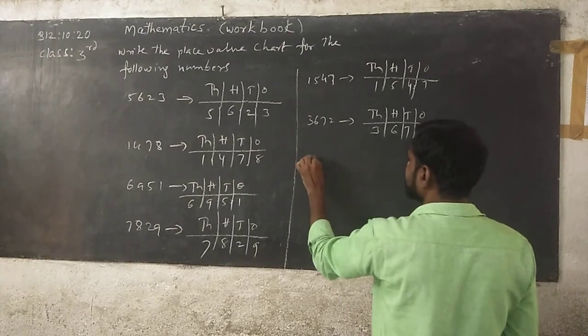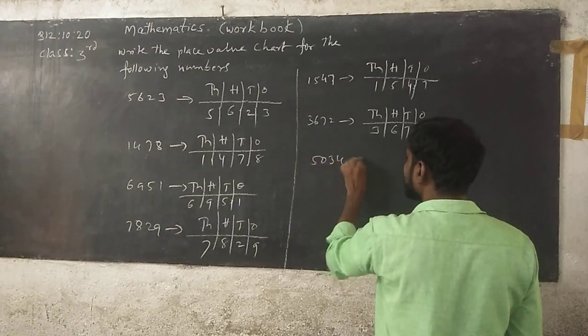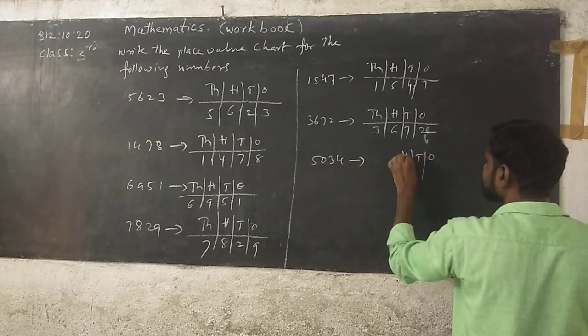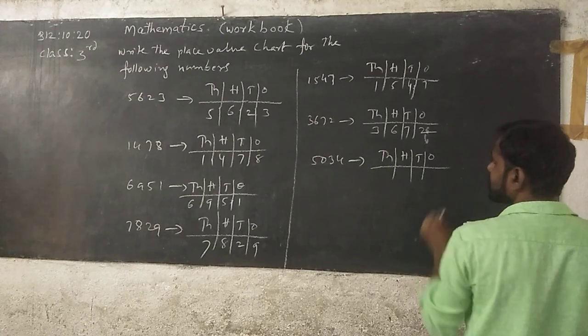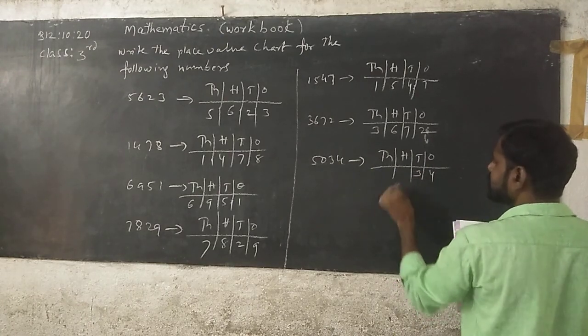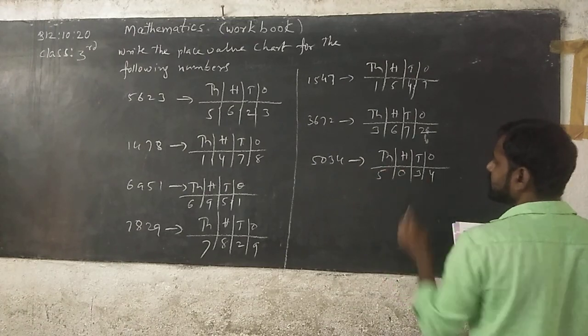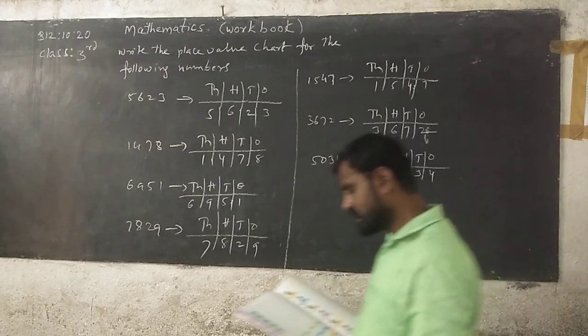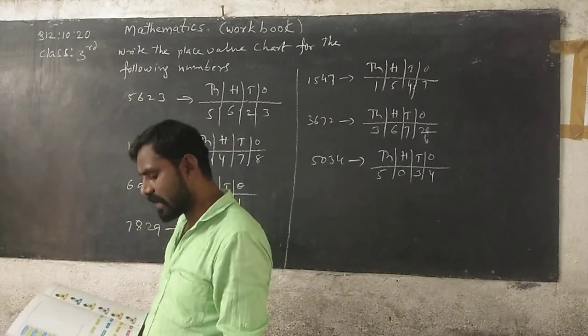Next, 5034. See, 4 is in ones place, 3 is in tens place, 0 is in hundreds place, 5 is in thousands place. Like that only you can do. Next, fill in the blanks with the correct values.